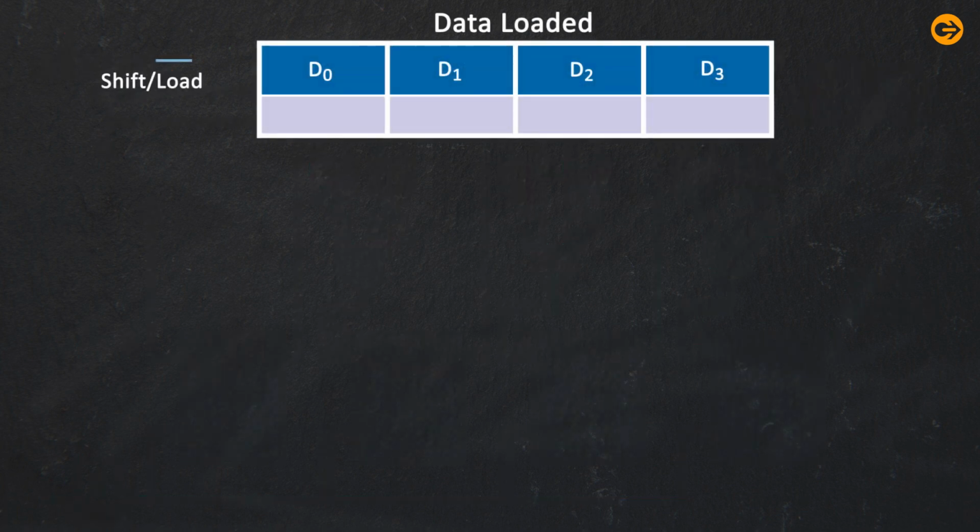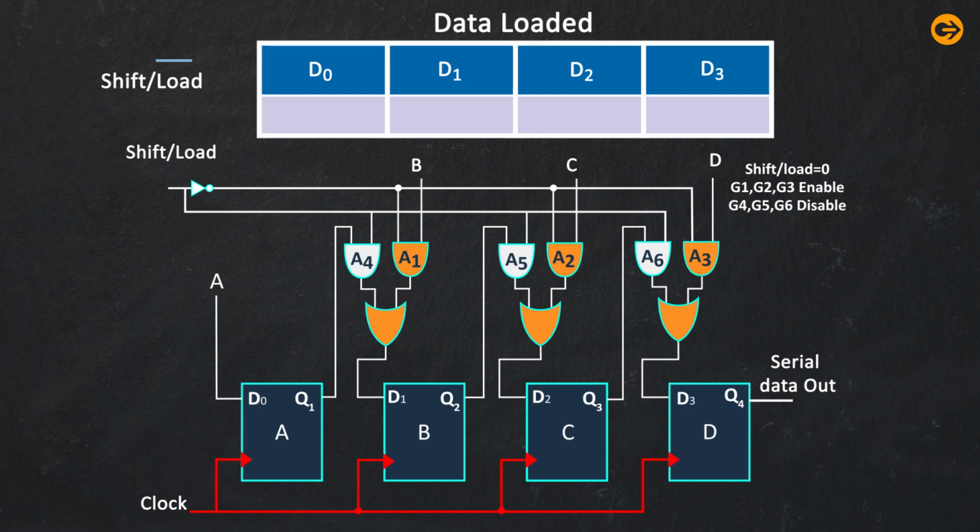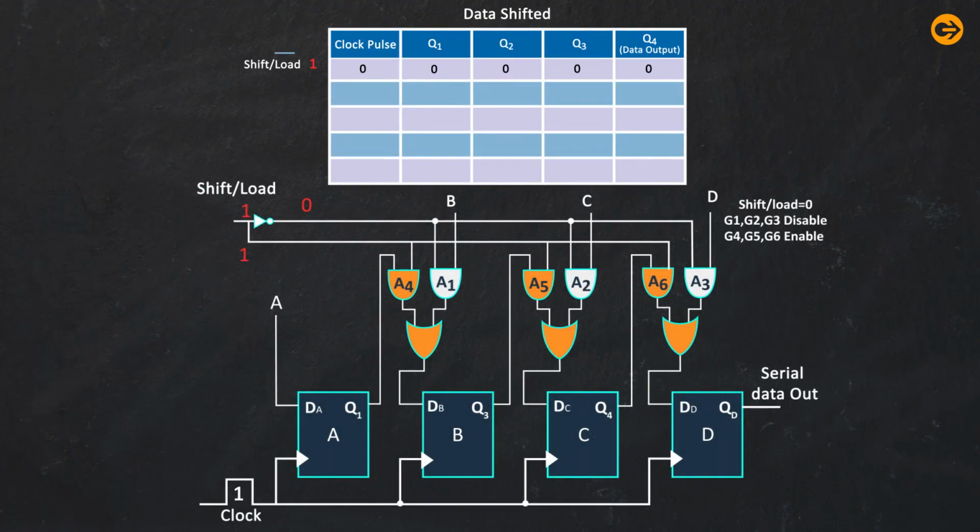This figure illustrates the truth table of the parallel in, serial out shift register. While the control signal is 0, the data is loaded. The data is 1101. While the control signal is 1, after applying the first clock pulse, the data is shifted like that. Q1 becomes 1, Q2 becomes 1, Q3 becomes 0 and Q4 becomes 1. When we apply the second clock pulse, the data is shifted in this manner and so on.